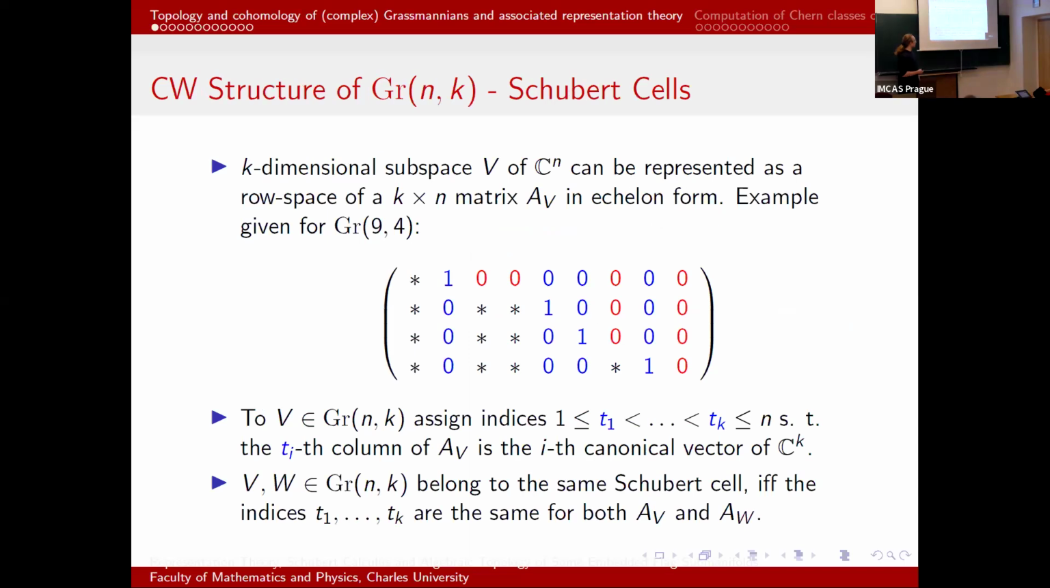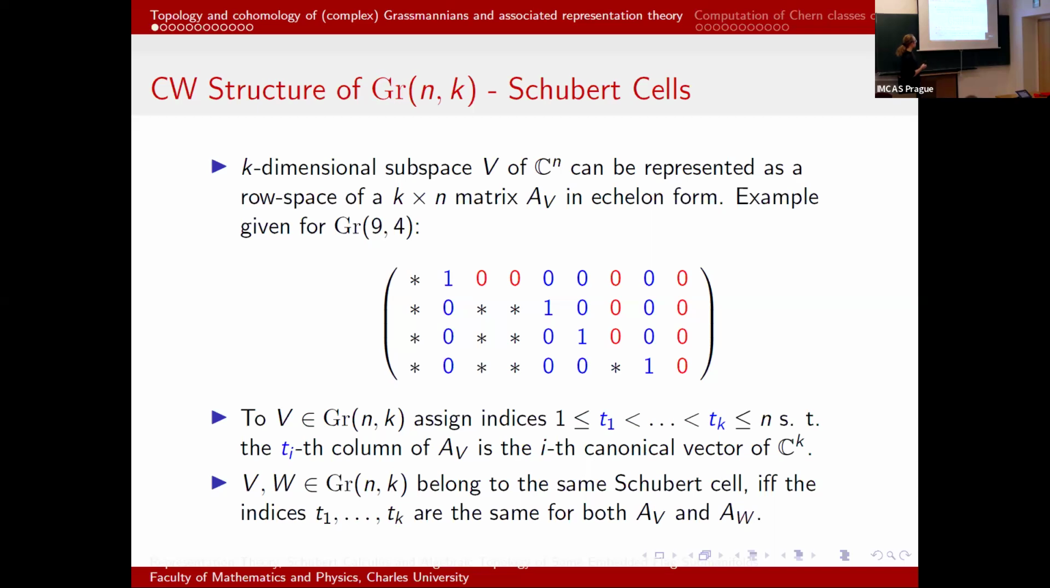So the complex Grassmannian is a CW complex, and any k-dimensional subspace of C^n can be represented as the row space of a k times n matrix. You can denote it (A|B) for now, and the matrix of this form is actually unique. This is an example for Gr(4,9). The row space of this matrix represents a four-dimensional subspace of C^9.